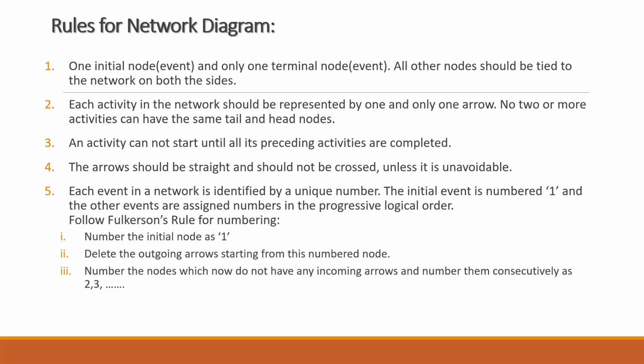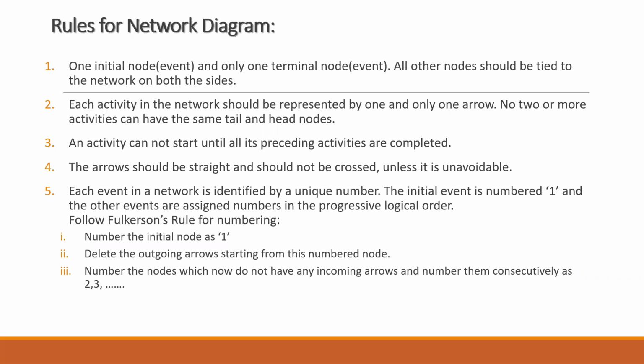The next rule is that each event in a network is identified by a unique number, and the initial number always starts with 1. Now there are some rules which you need to follow while giving the numbers to the nodes. The Fulkerson rule is available, which can be used to give the numbers. Or you can also give the numbers as per your intuition. But it's better to follow the rules.